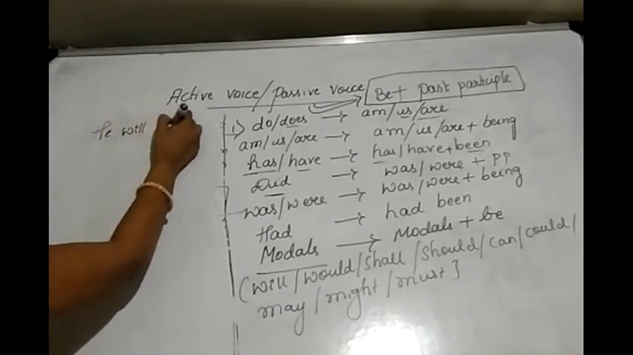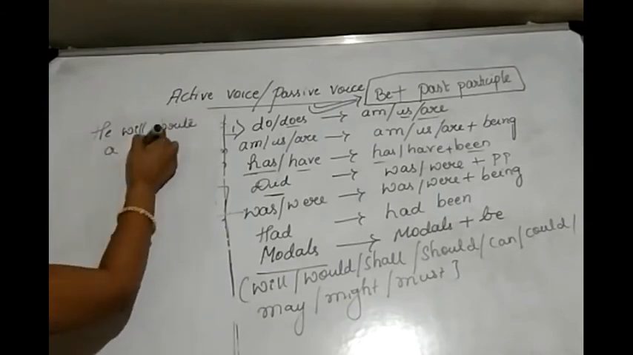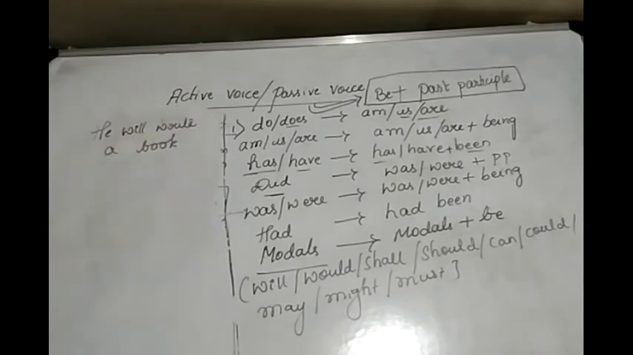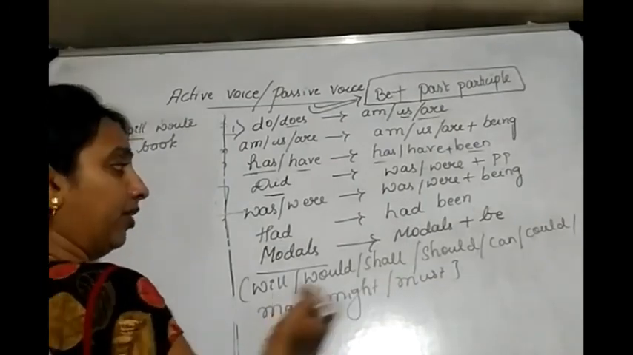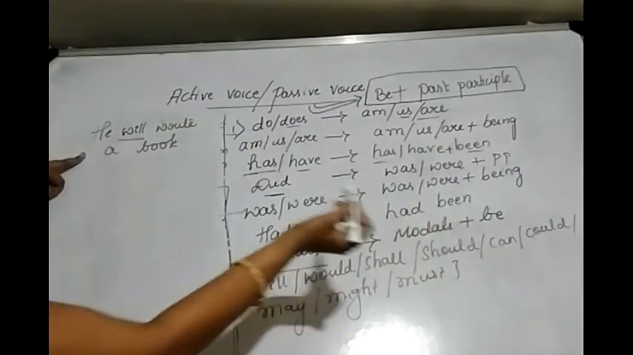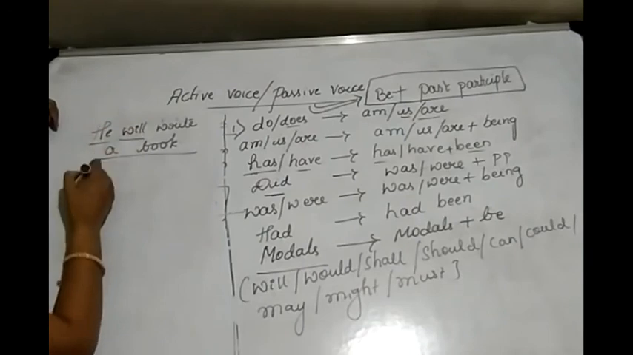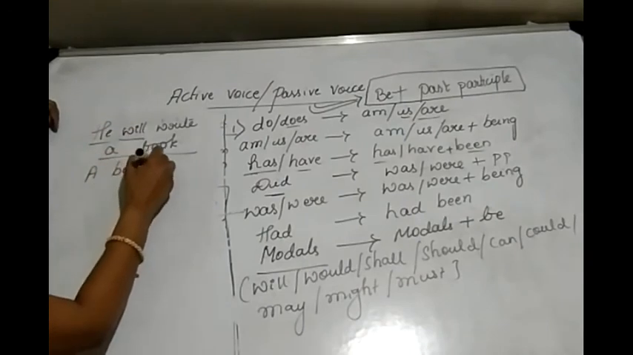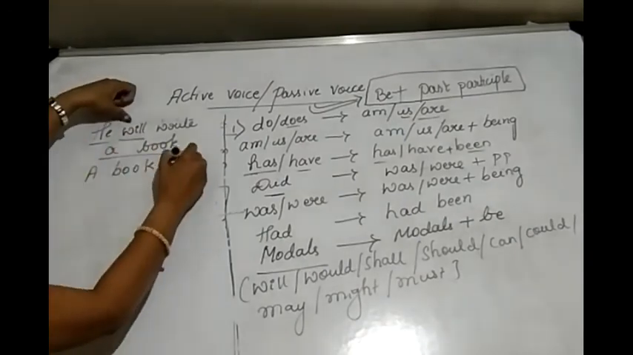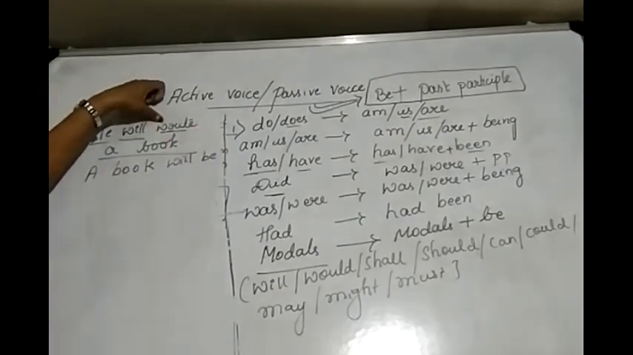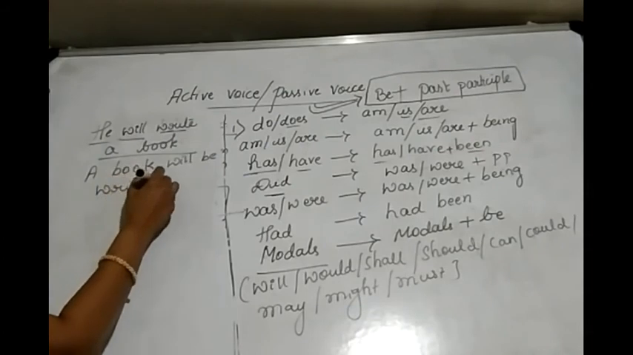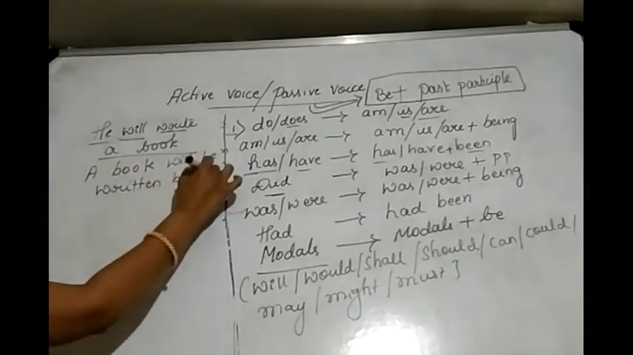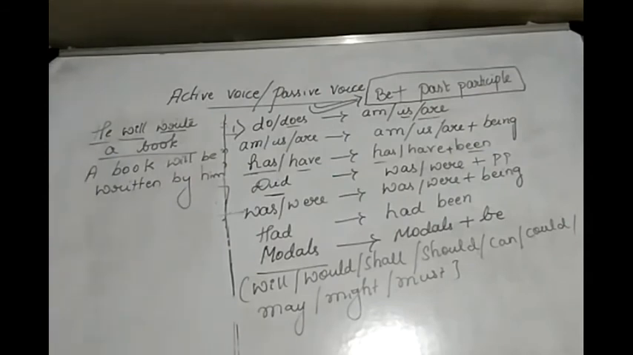He will write a book. I have written "he will write a book." So I have used a modal here. Whenever a modal is there, we have to add be. Correct? So now we have to go for a book. Will becomes will be. Then write becomes, what is the past participle? Written. Then we have to go for by him. So a book will be written by him.